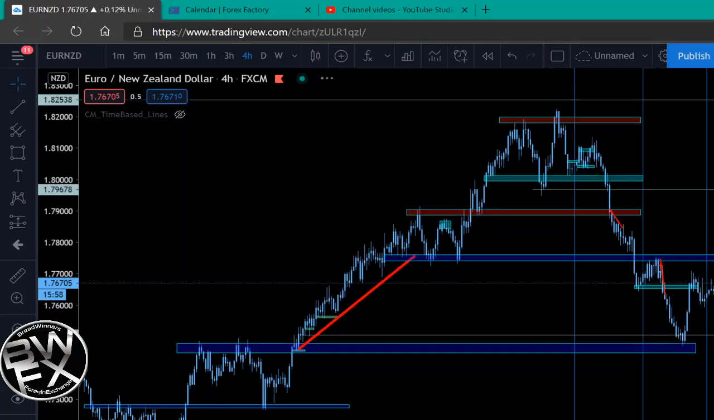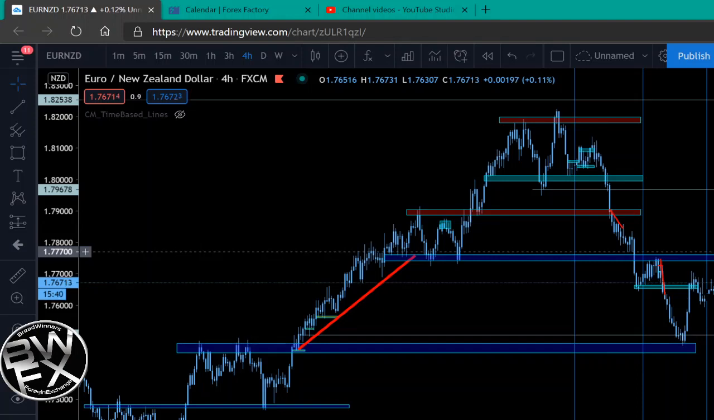Okay, let's go EN. Right here, I'm kind of waiting for a pushback up to this blue line to see if we get some rejection for more downside. If we come up and push through this blue, then I'll probably be looking for buys, honestly.